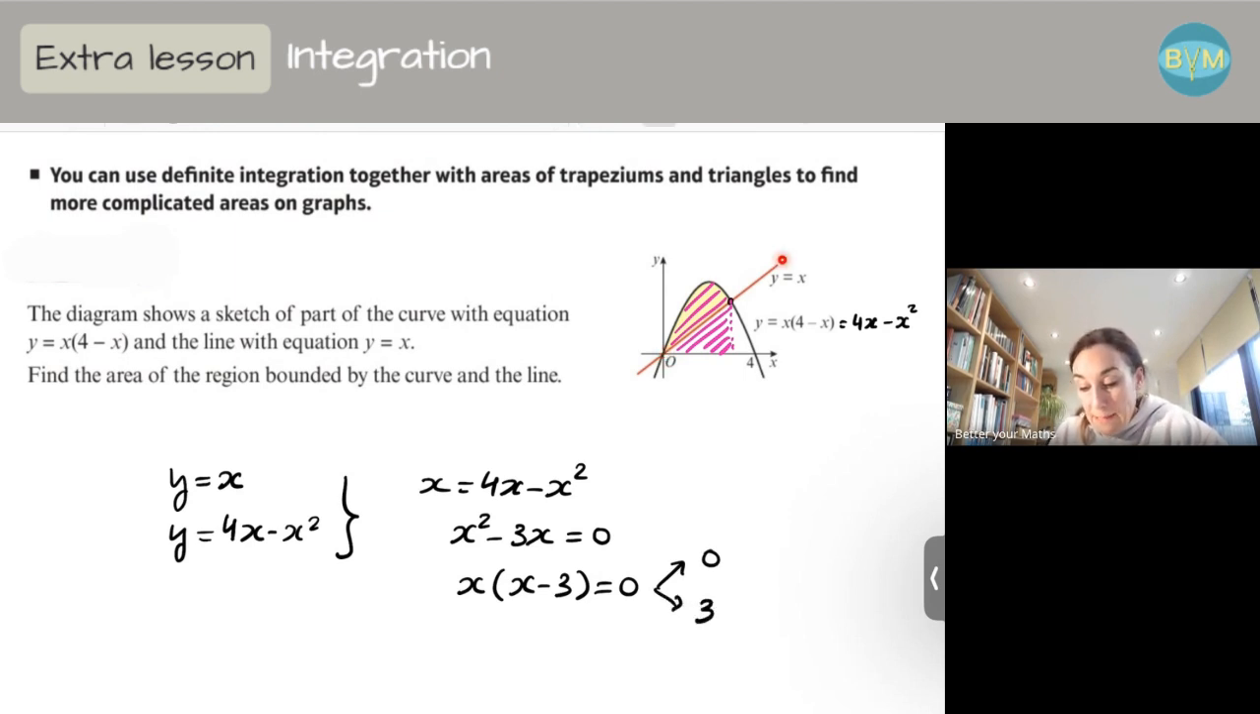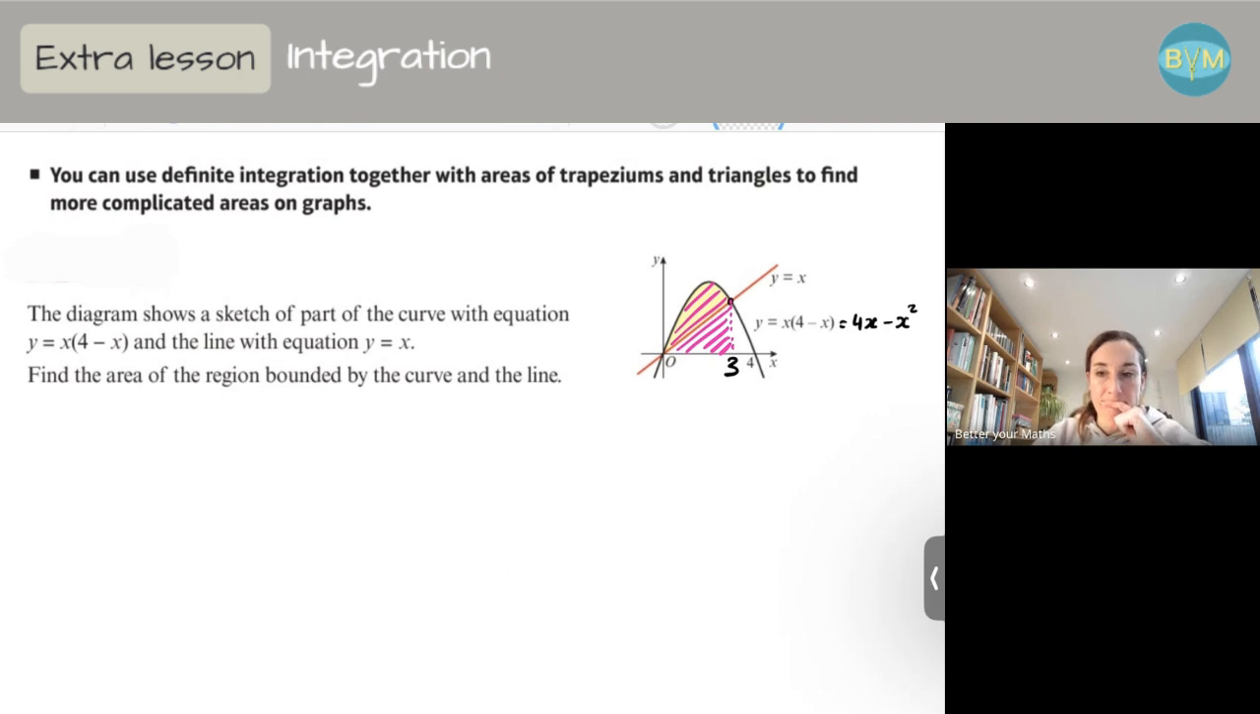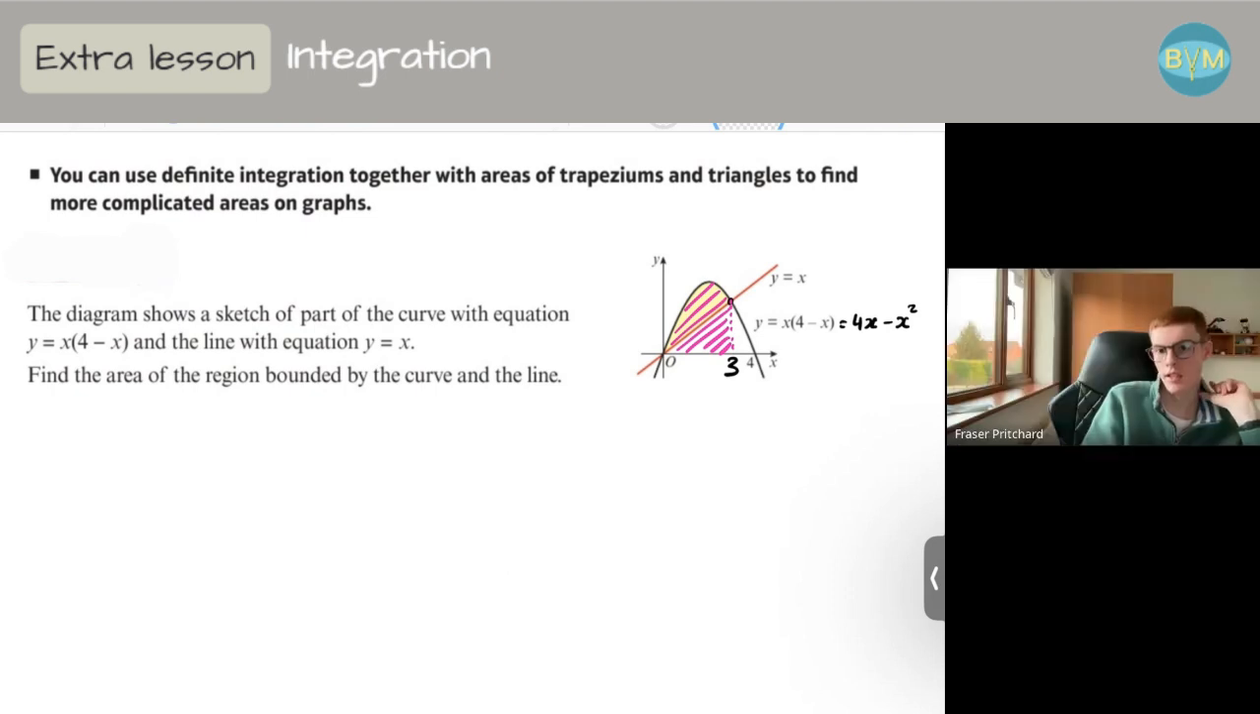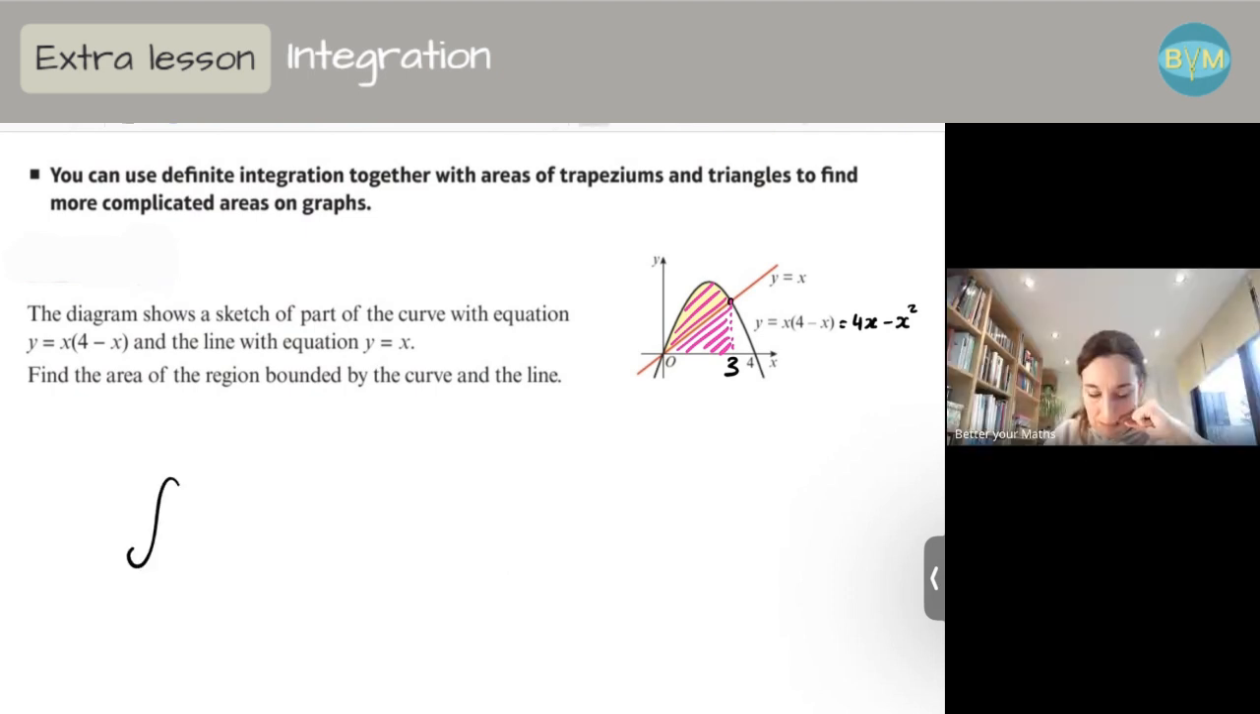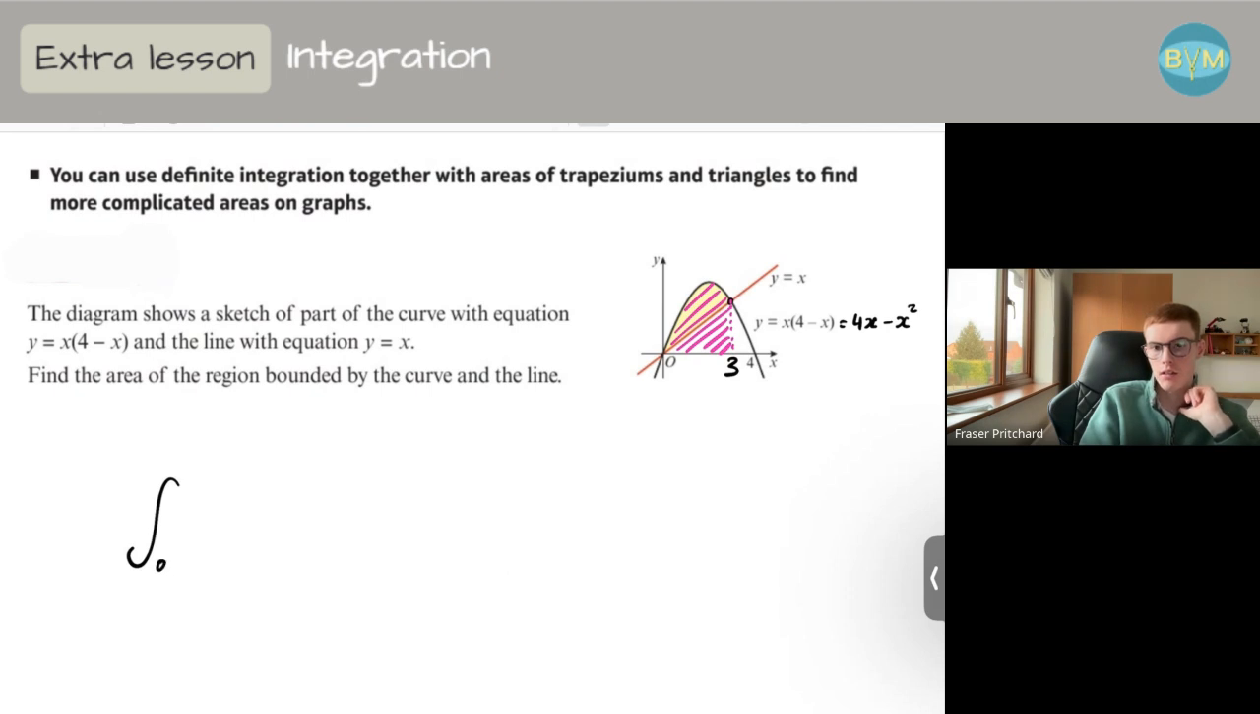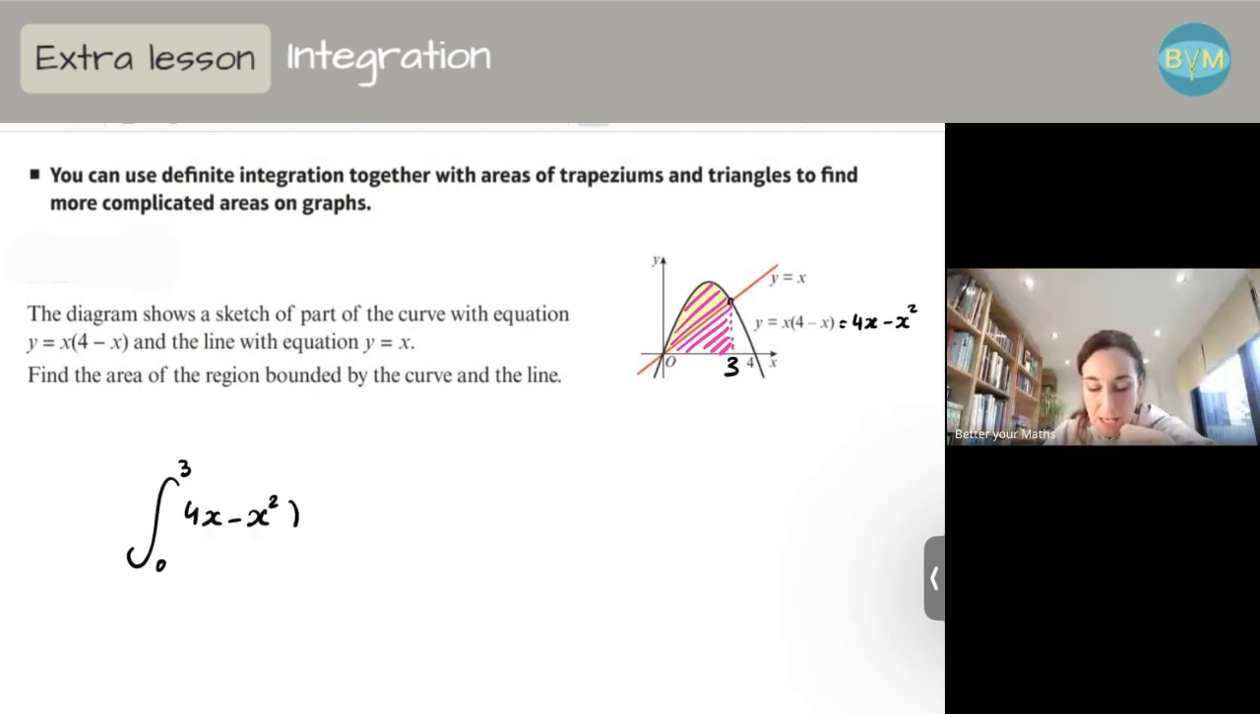0 is this one, so the line and the graph meet here and here. So this point is 3. That's the one I'm looking for, that's my limit of integration. So option 1, let's find the area under the quadratic. How do I find the area under the quadratic? Just standard integration. Between what and what? 0 and 3. And what function am I going to integrate? Y equals 4x take x squared. Exactly. I integrate this between 0 and 3.